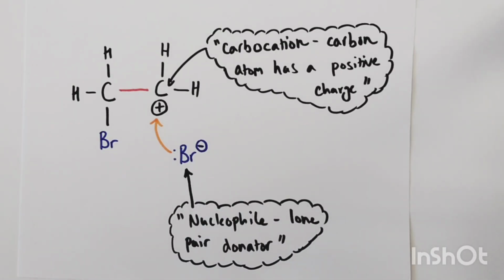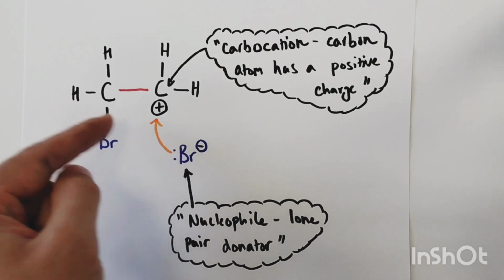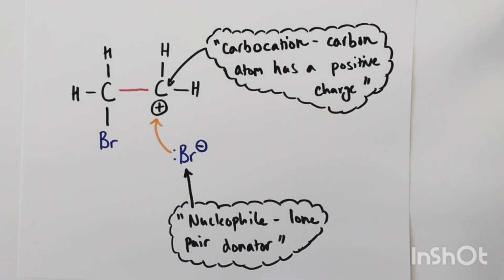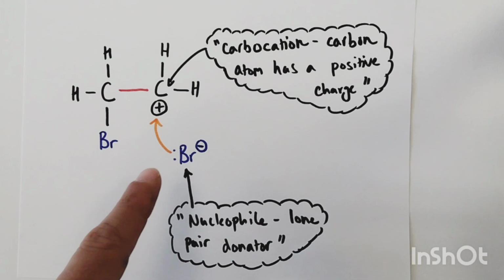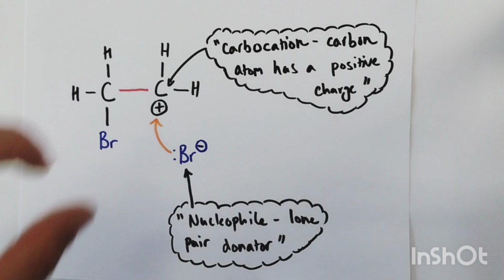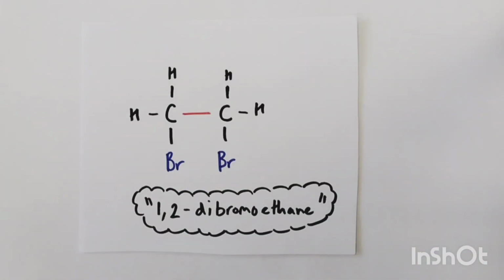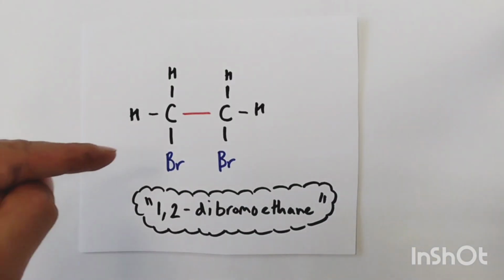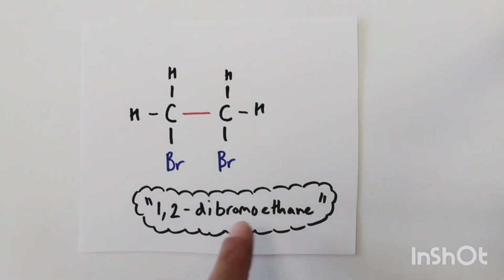In the second step of the mechanism, the bromide ion produced actually acts like a nucleophile. That's a lone pair donor, and it donates a pair of electrons from itself to this key intermediate species here, known as a carbocation, because it has a carbon atom that possesses a positive charge. So this carbocation is accepting a pair of electrons being donated from this bromide ion to create a new covalent bond here. The third and final step of the mechanism is the production of the product. In this case, with both bromines attached to this alkane, 1,2-dibromoethane has been formed.